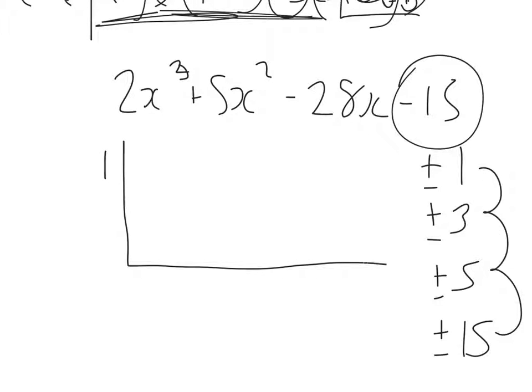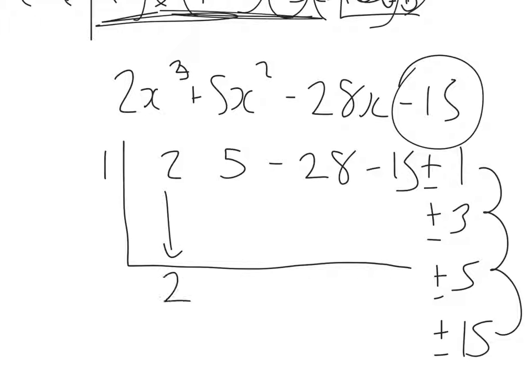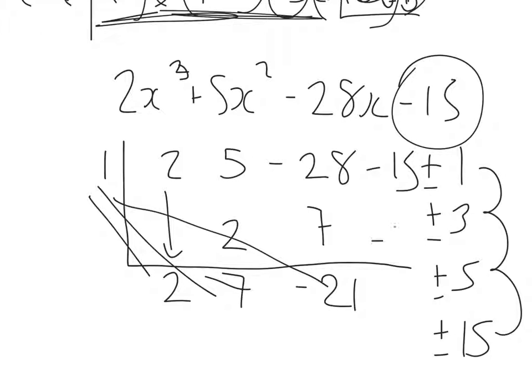So let's first of all try 1. So 2, 5, minus 20, minus 15. Drop the 2 down, multiply by 1 is 2. 5 plus 2 is 7. Multiply by 1 again is 7. 7 minus 20 is minus 13. Multiply by 1, that will be minus 13. So we can see that minus 15 minus 13 is minus 28, so that one didn't work. So you try another one.